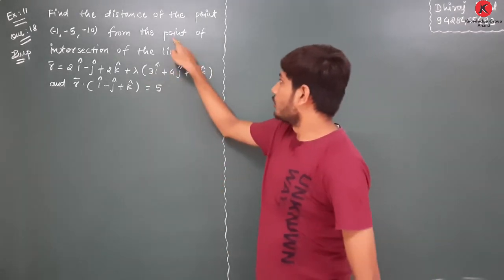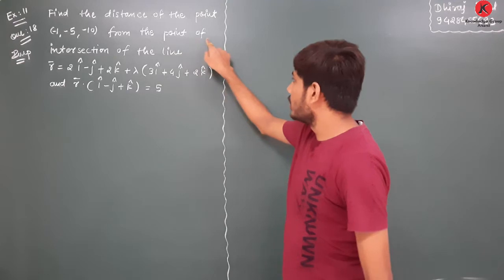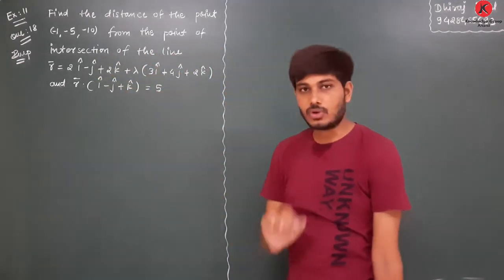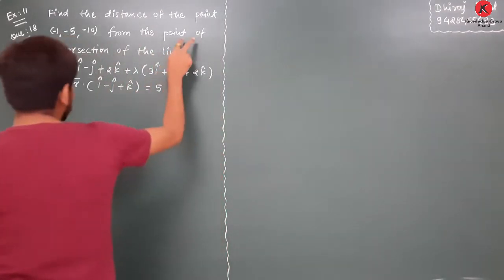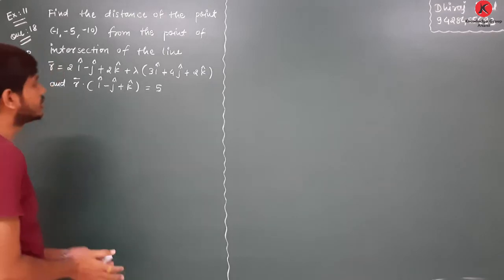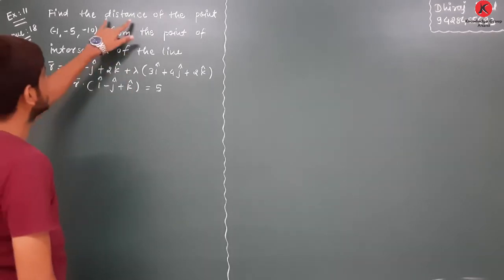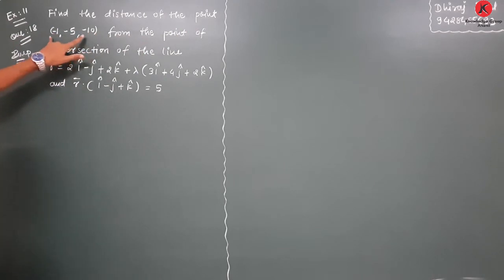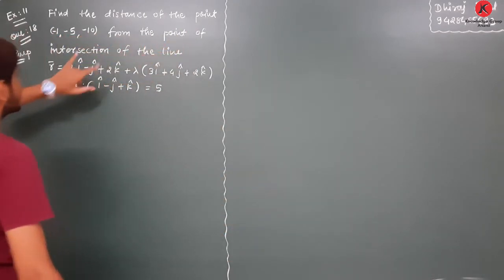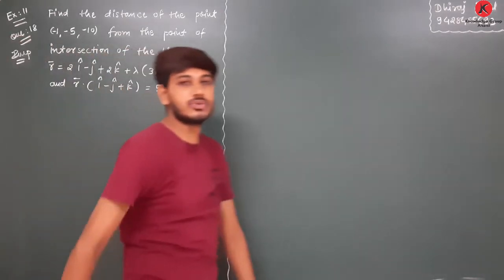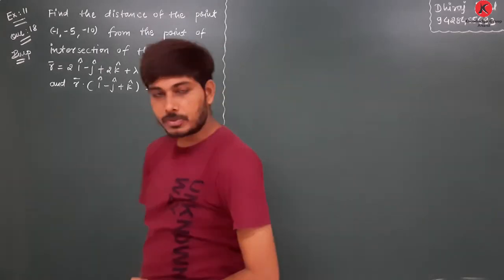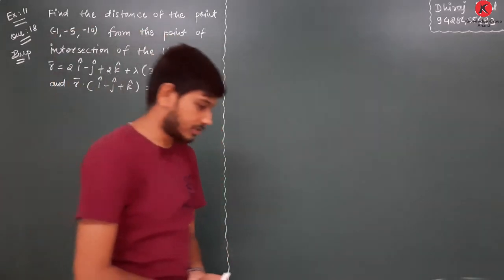Now we have to obtain the point of intersection of line and plane. First of all, we need the point of intersection of line and plane. Why do we need this point? Because we have to find the distance from the point. One point is given and the second point is the point of intersection of line and plane. First of all, we have to obtain the point of intersection.